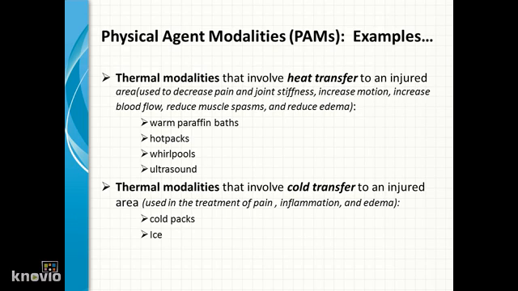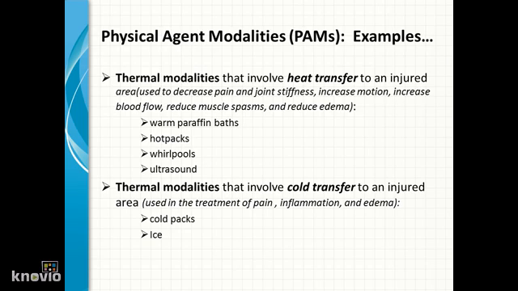There are thermal modalities that involve heat transfer to an injured area. They are used to decrease pain and joint stiffness, also to increase motion, increase blood flow, reduce muscle spasms, and reduce edema. Examples of thermal modalities that involve heat transfer include warm paraffin baths, hot packs, whirlpools, and ultrasounds.